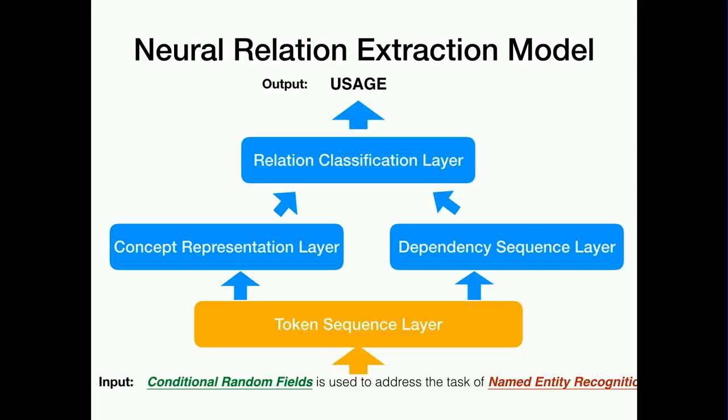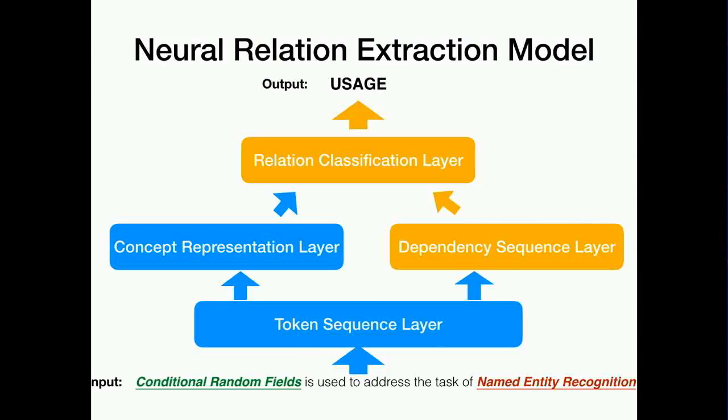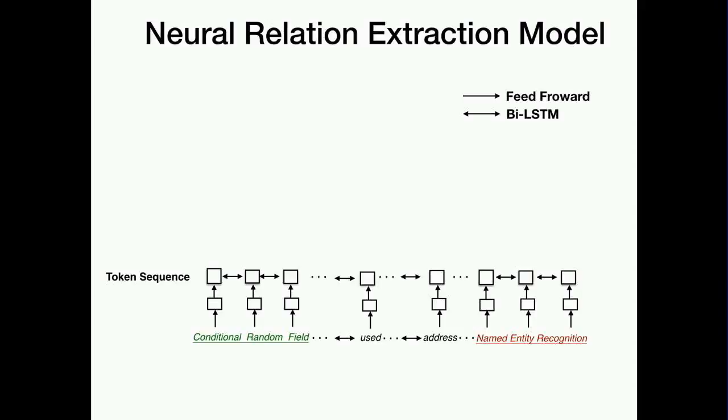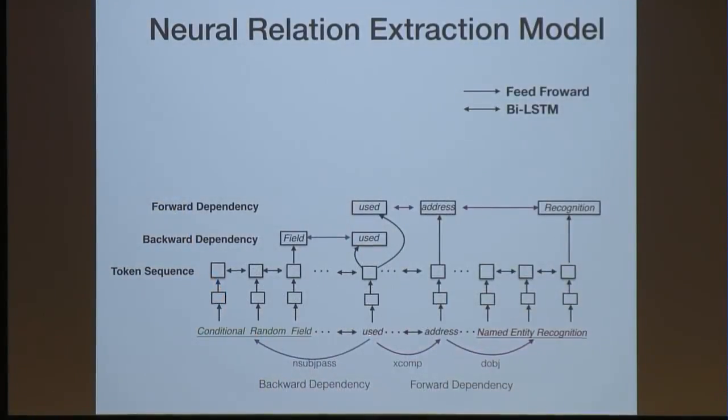First, the token sequence layer consists of a bidirectional LSTM, which takes the input of word embeddings and some feature embeddings. And then the dependency sequence layer is based on this representation. We parse the sentence using a dependency parser, and then we extract the shortest path between the two concepts. And then we decompose the dependency path into two parts. We first find the common ancestor between the two concepts, which is the verb used in this case.